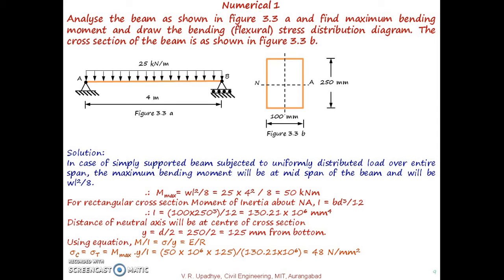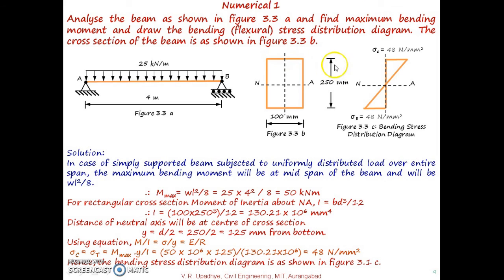Now if we draw the bending stress distribution diagram, it will be something as shown over here. This is the position of the neutral axis where stress must be equal to 0, and at the top it is subjected to compression and the magnitude is 48 Newton per mm square, and at the bottom it is tensile stress and the magnitude is 48 Newton per mm square. The variation of that bending stress must be linear, an inclined straight line between those 2 points.